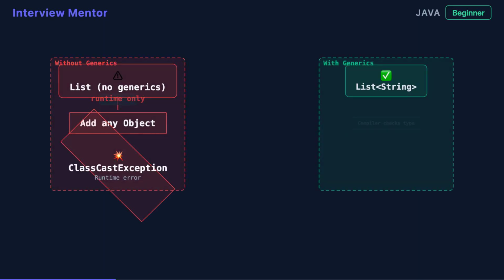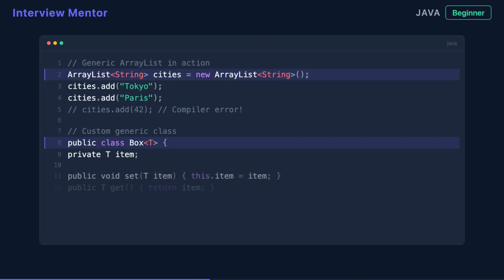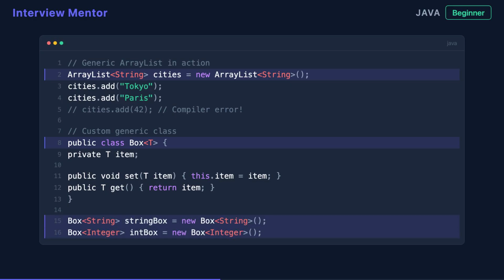The biggest win is type safety. Without generics, you could add a string to a list and accidentally try to pull out an integer, causing a runtime crash. With generics, the compiler catches this mistake before your code ever runs. You get a compile error instead of a ClassCastException in production. No more guessing what type a collection holds. Here's a practical example. ArrayList<String> stores only strings. If you try to add an integer, the compiler rejects it immediately.